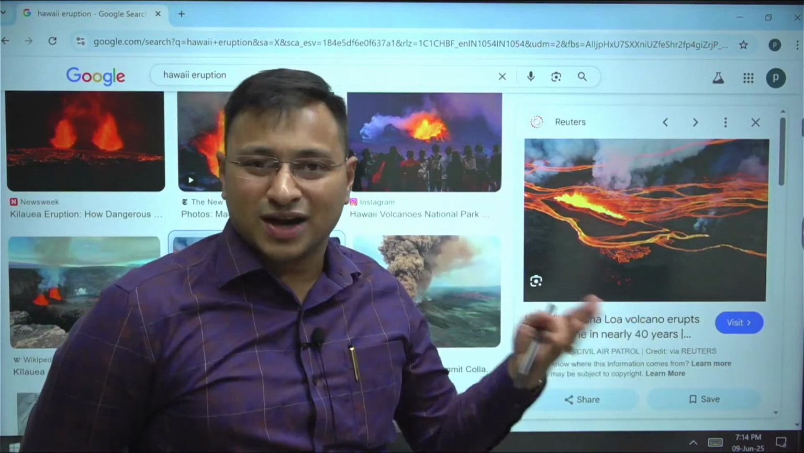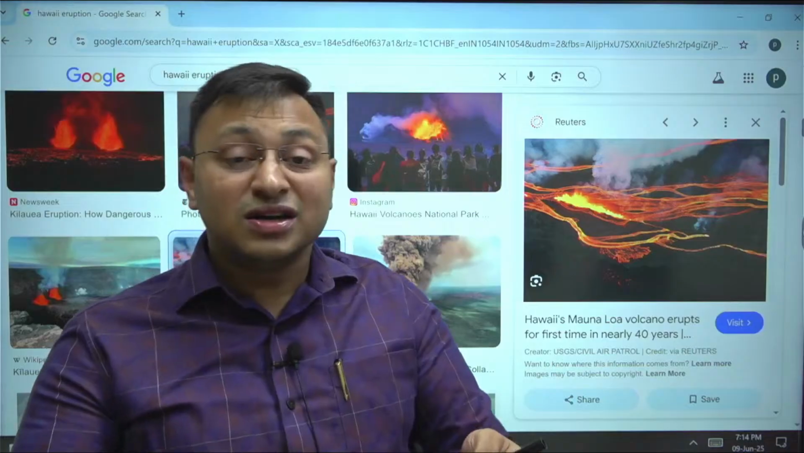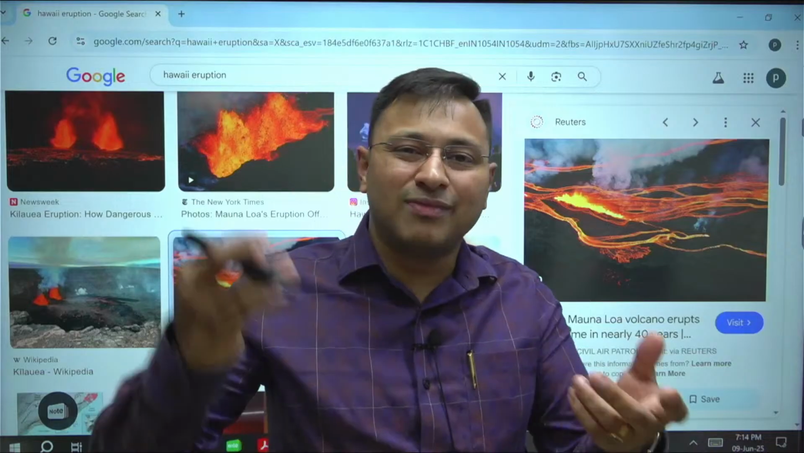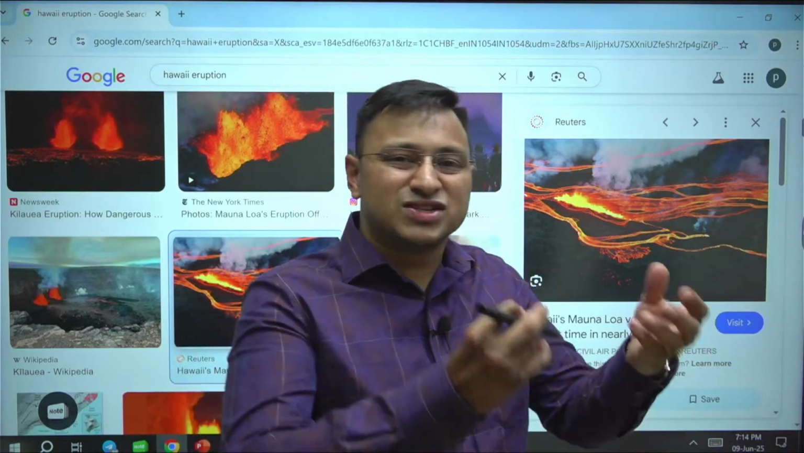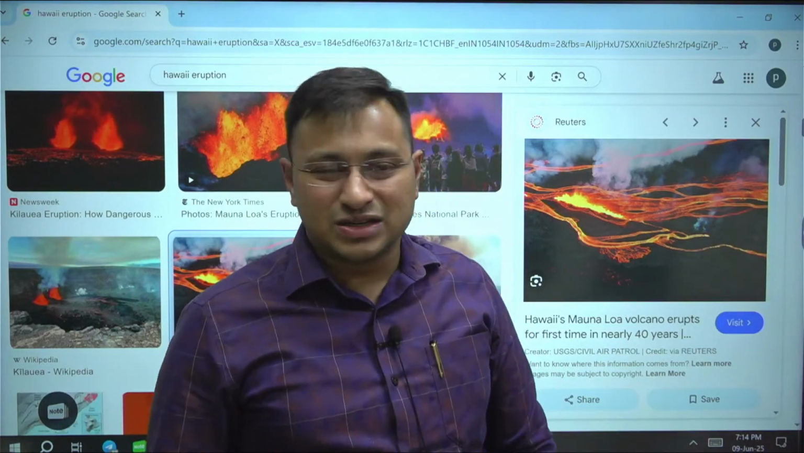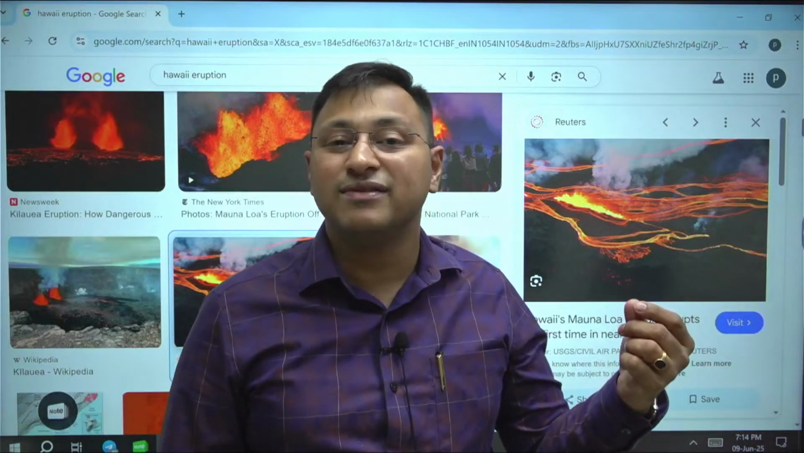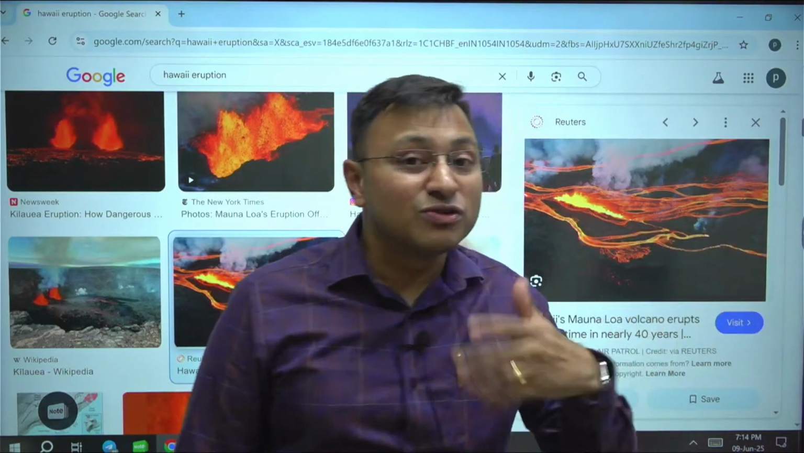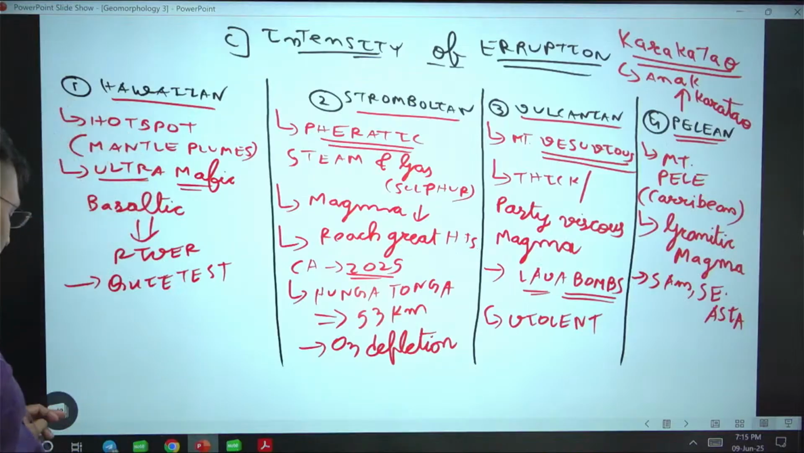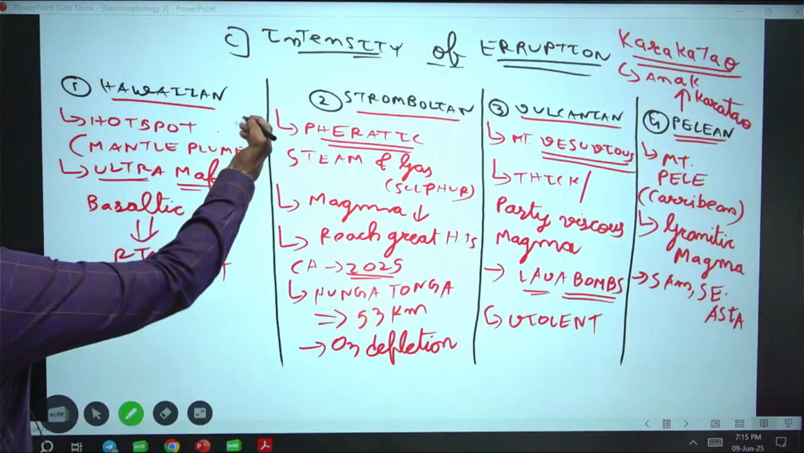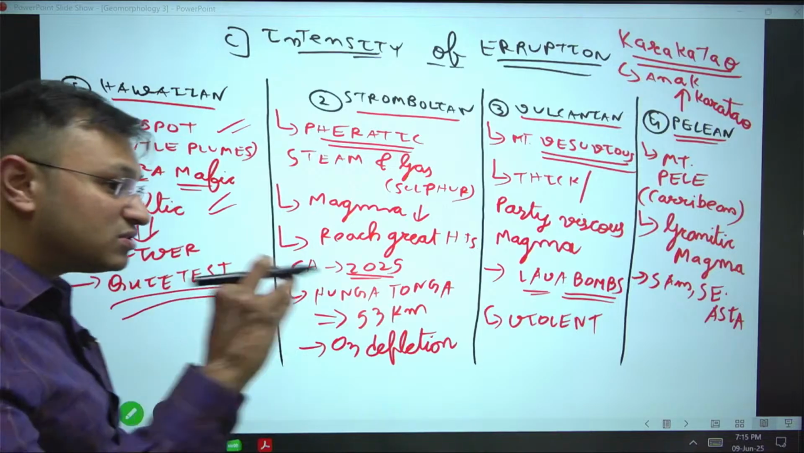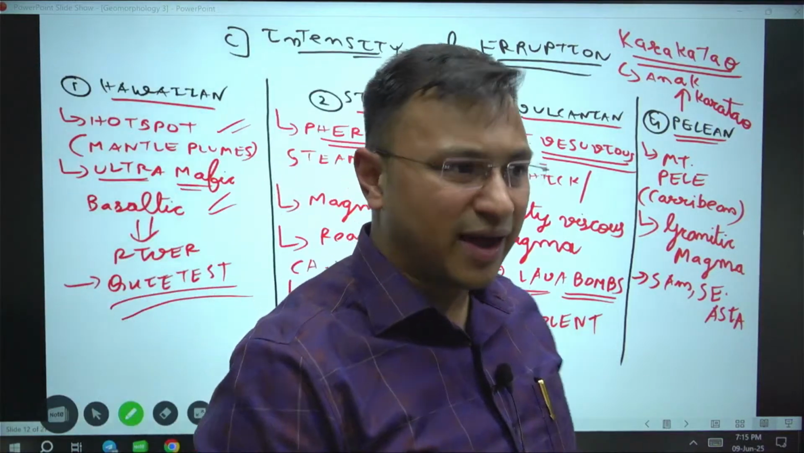Why? Because Hawaii is a hotspot. It's a deep mantle plume. The lava which is sourced at Hawaii is coming from the mantle-core boundary. And we all know as we go down toward the mantle-core boundary, the silica proportion decreases. And that is why the Hawaiian eruptions become very fluidic. The lava starts to flow like a river. And that is why the Hawaiian eruptions are the quietest eruptions of all. You have ultramafic basaltic magma which flows like a river. Therefore, these eruptions are the quietest eruptions that we have on Earth.